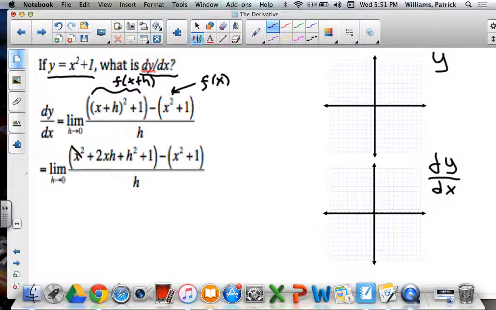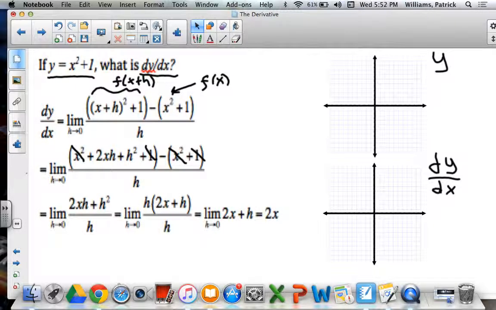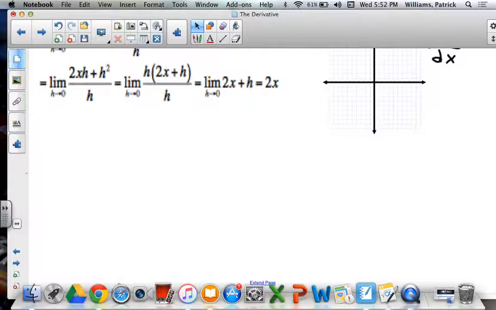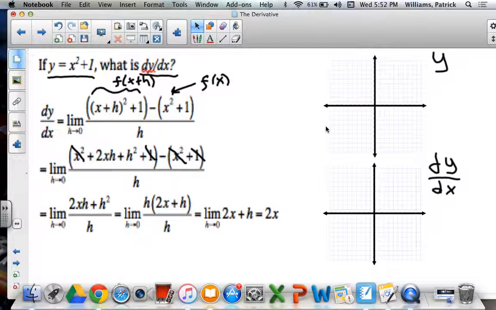Well, we have an x squared right here and a negative x squared. Those two cancel. We have a 1 and a negative 1, and those also cancel. So if we continued, we would get something that looks like this. All right. So if we get that right there, let me scroll this up here real quick. All right, so if we end up with that, what do you notice happens?